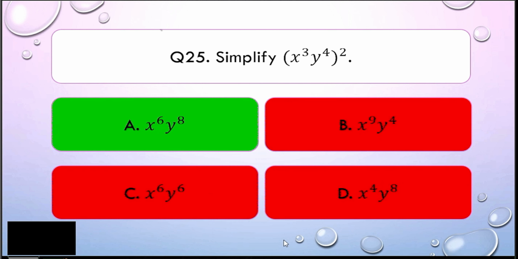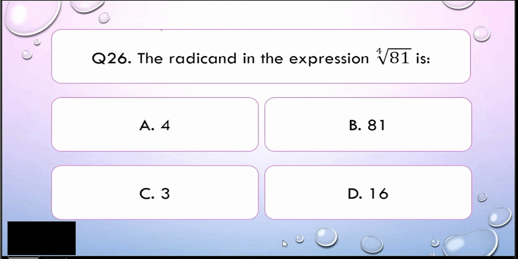So now let us go to question number 26. The radicand in the expression, the fourth root of 81, is it A, 4, B, 81, C, 3, D, 16? I'll give you 5 seconds to think about your answer.